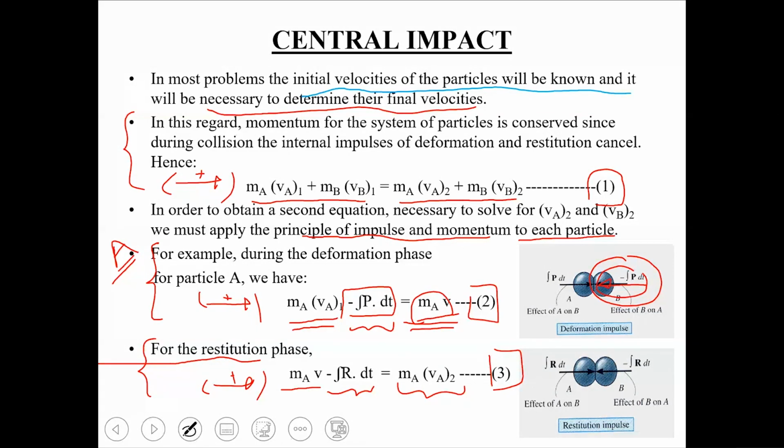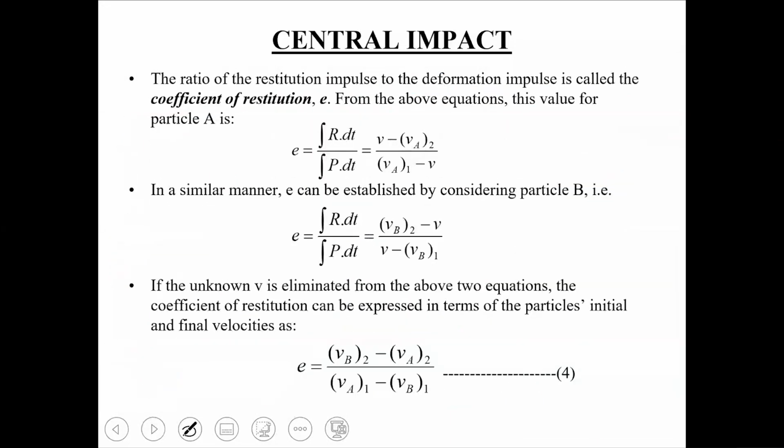Okay, now there is a term which is known as the coefficient of restitution. So coefficient of restitution, जिसको हम E से भी denote करते हैं, this coefficient of restitution is basically defined as the ratio of restitution impulse to deformation impulse. कि हम E को define कैसे करते हैं? E is basically defined as the ratio of restitution impulse to deformation impulse, that is integral r dt over integral p dt. अब integral r dt और p dt की वैल्यूज हमारे पास कहां से आएंगी?